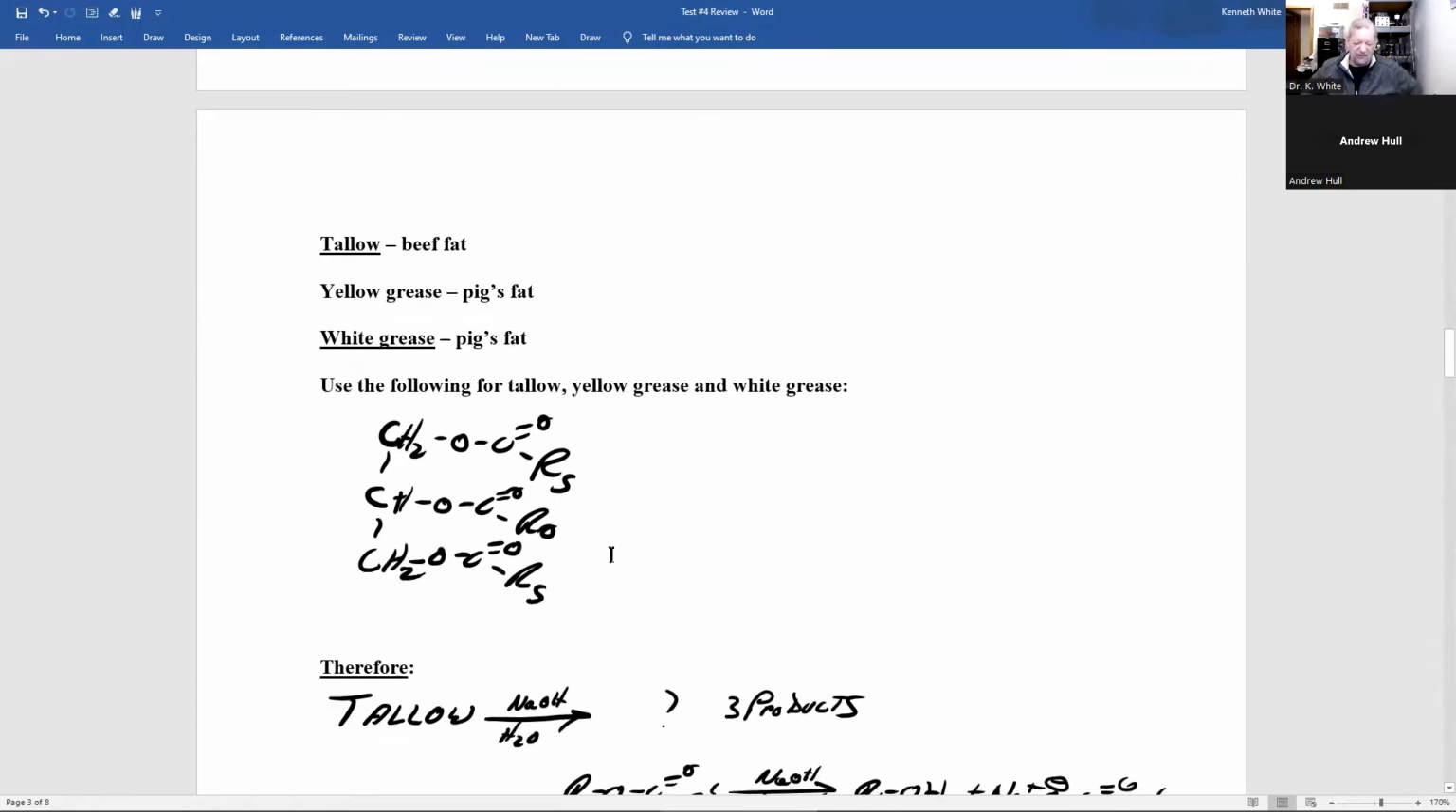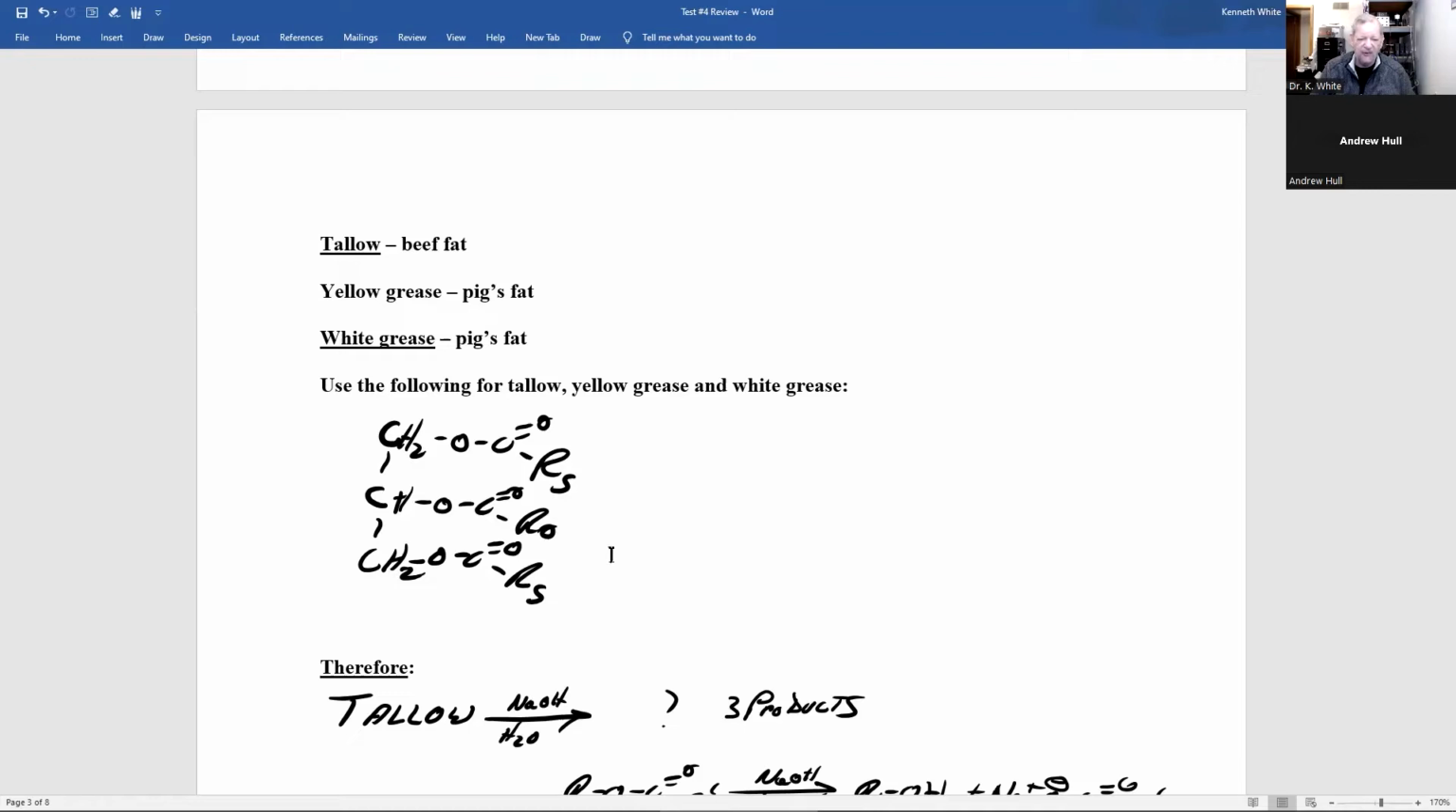Now, since I worked in this industry for a number of years, I asked you to learn some common names of different types of fats. And one you should know, tallow is beef fat, yellow grease is pig's fat, and white grease is another type of pig's fat. The difference between yellow grease and white grease, which I'll never ask on a test, is their color and their price. But for most things, like a company I worked for, all three of those were interchangeable.